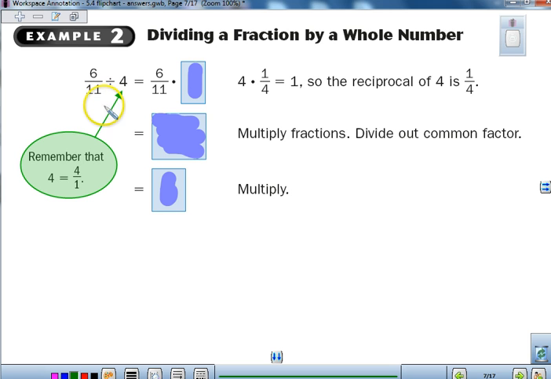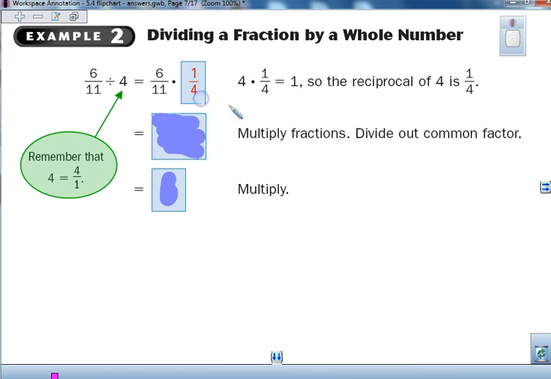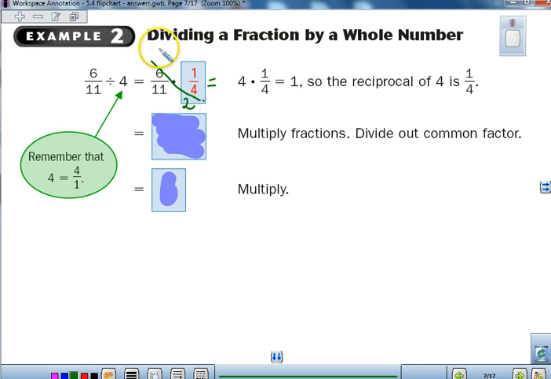6/11, put it right below example 1 on that same page, divided by 4. Remembering that 4 is really 4/1, so 6/11 times the reciprocal, 1/4. And again, at this point, we can simplify. 2 goes into 4 twice and into 6 3 times. 3 times 1 gives us 3 divided by 22 as our solution.